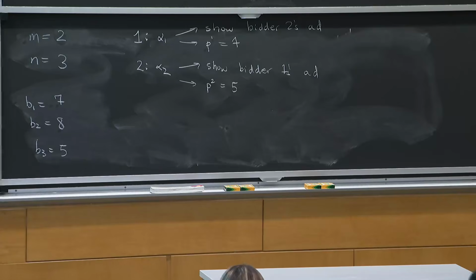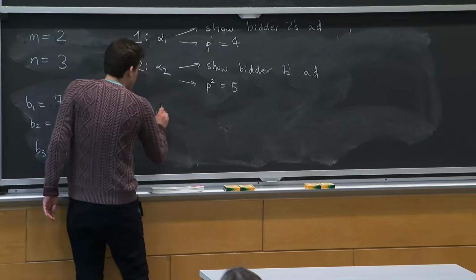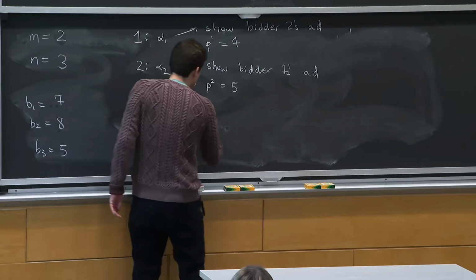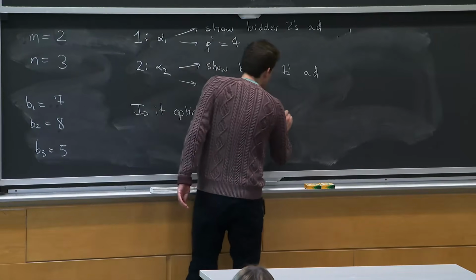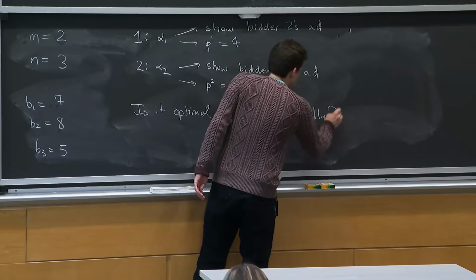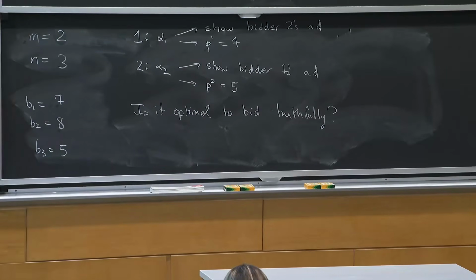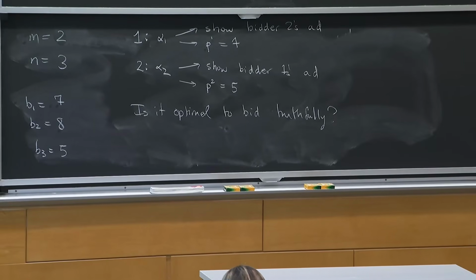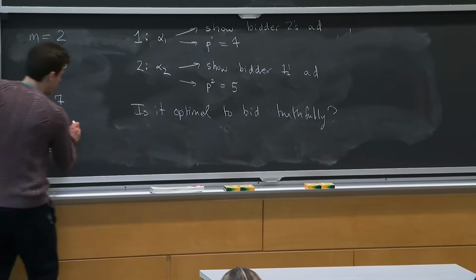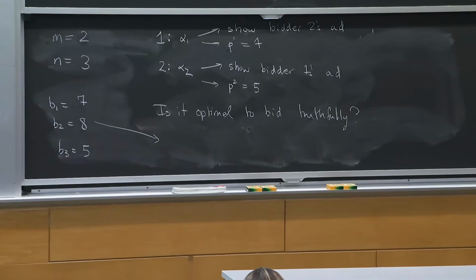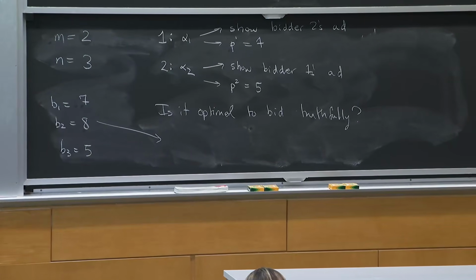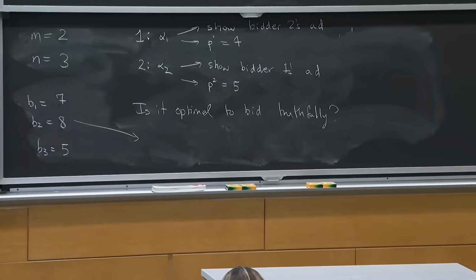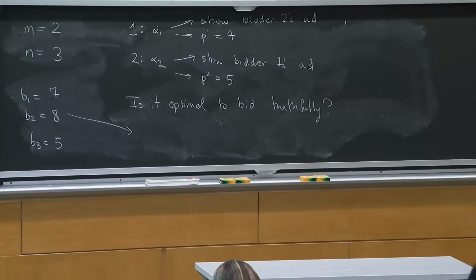OK, this all sounds good. But now we might ask, well, is it optimal to bid truthfully? We know in a standard second price auction it is. You should bid truthfully. But now things are a little more complicated. So let's take the perspective of bidder 2. Well, what is their expected profit going to be from bidding truthfully? That is bidding 8 in this auction.